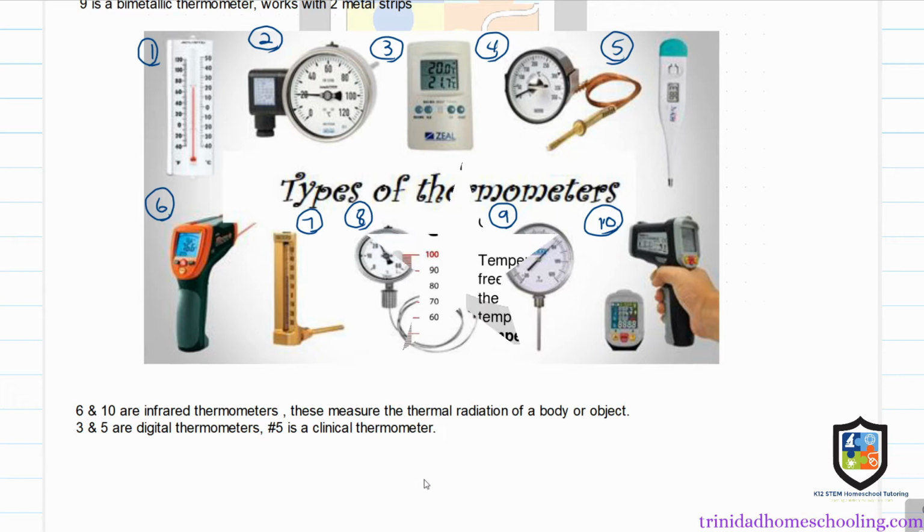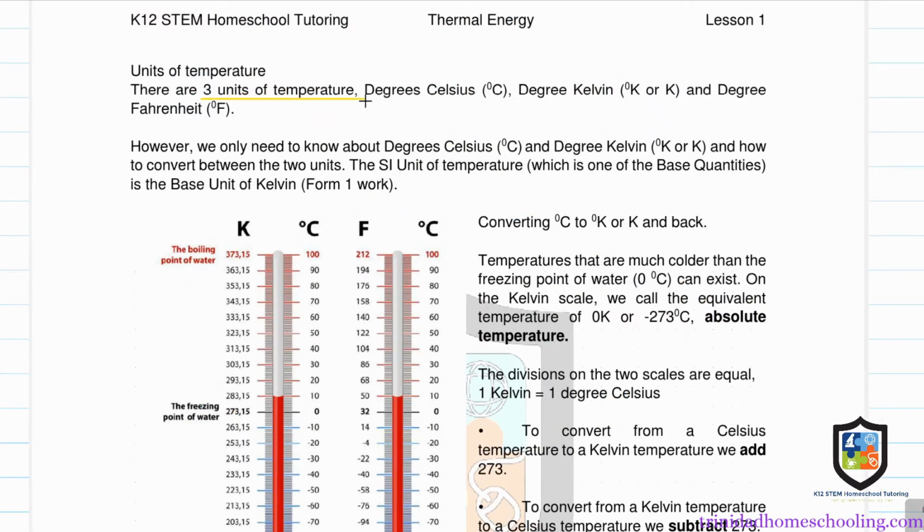Now on page 4 we will look at the units of temperature and converting from one unit to the next. There are 3 units of temperature. However, throughout this subject, as well as in physics later on, we will only be using degrees Celsius and degree Kelvin. Degree Fahrenheit would not be used, but it's still good to know because some thermometers that you find being sold in our pharmacies here do carry a reading of Fahrenheit.